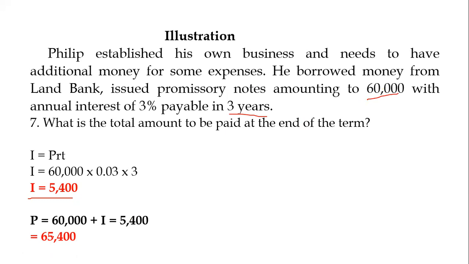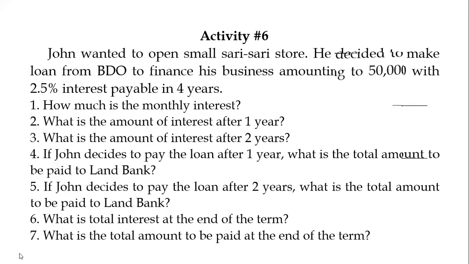You can go back and then review this video presentation para kung sakaling medyo nabibilisan kayo sa aking explanation. So, bago ako magpaalam, I would like to give you this activity, no? Same lang din naman halos ito. No? So John wanted to open a small sari-sari store. He decided to make a loan from BDO to finance his business amounting to 50,000 with 2.5% interest payable in 4 years. No? So you're going to answer 7 questions and then post it sa ating G class.